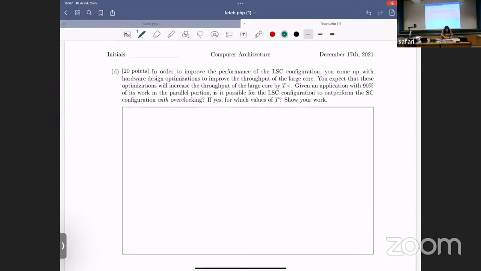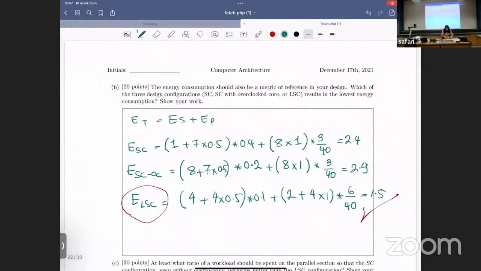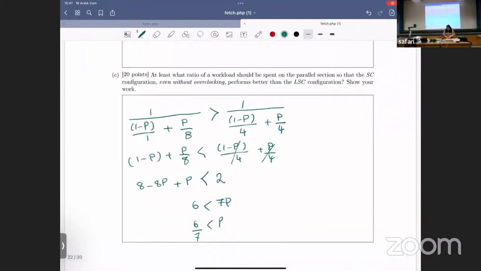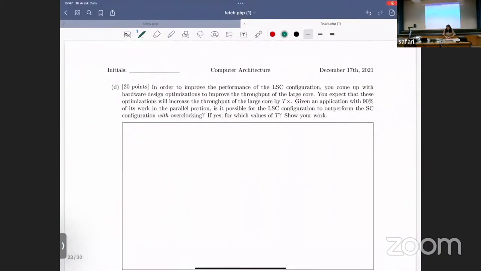So, okay, in order to improve the performance of the LSC configuration, we realized here that if our application is really parallel, the LSC configuration actually does not perform really well. Then we think, okay, let's improve its performance. What can we do? We come up with hardware design optimizations to improve the throughput of this large core. And we expect that these optimizations will increase the throughput of the large core by T times.